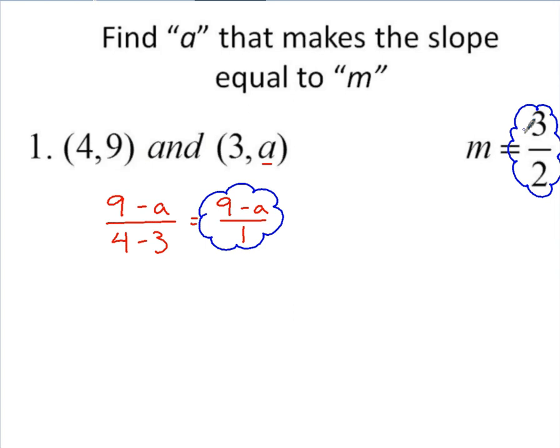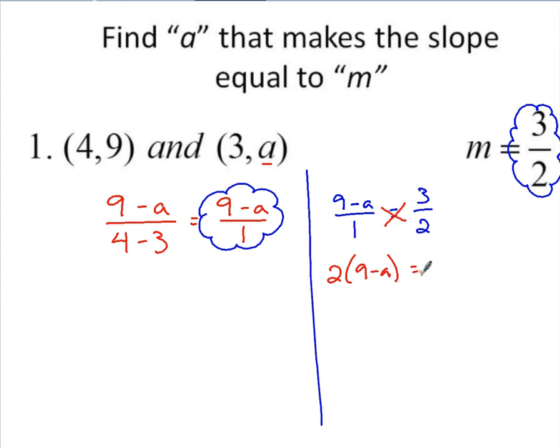So bring those two ideas together. If you bring them together, you've got 9 minus a over 1 equal to 3/2. And since I kept it as 9 minus a over 1, I can do a little cross multiplying at this point. Cross multiplying, I have 2 times the quantity of 9 minus a equal to 1 times 3. If I distribute the 2 through, I've got 18 minus 2a equals 3. Subtract your 18 over. 3 minus 18, we get negative 15. Divide by negative 2. Negative 15 divided by negative 2, get positive 15/2. So a is 15/2.